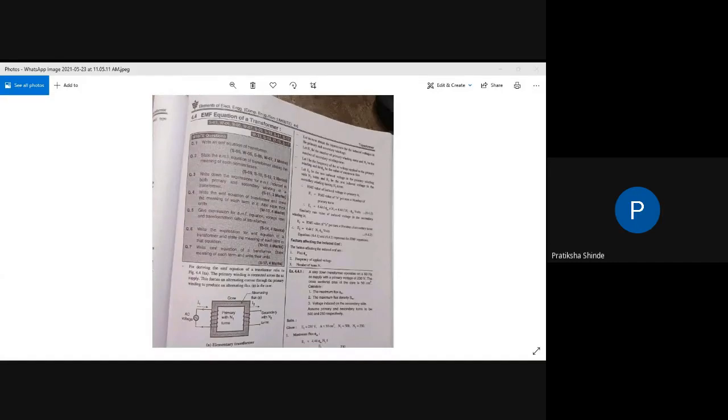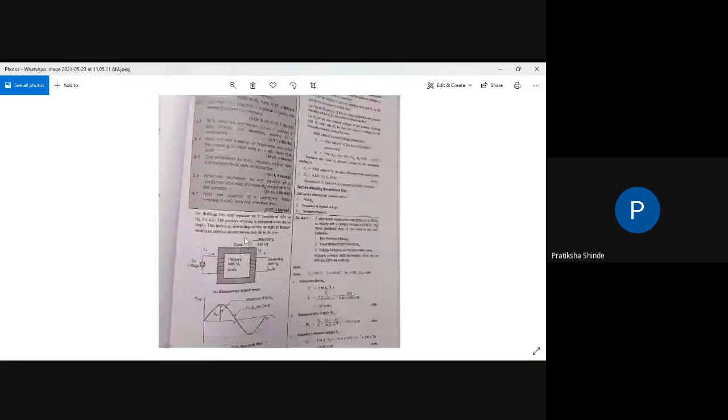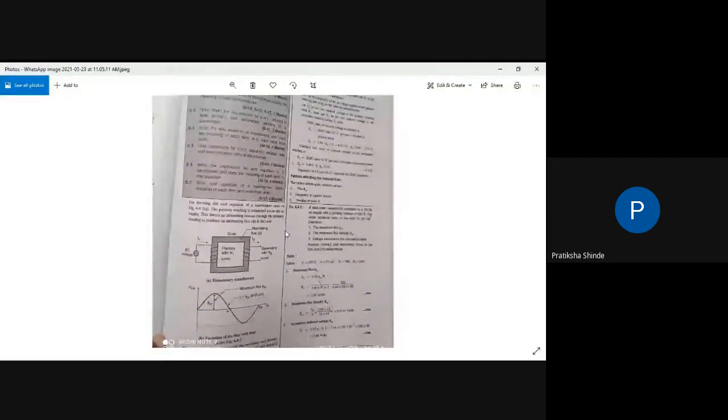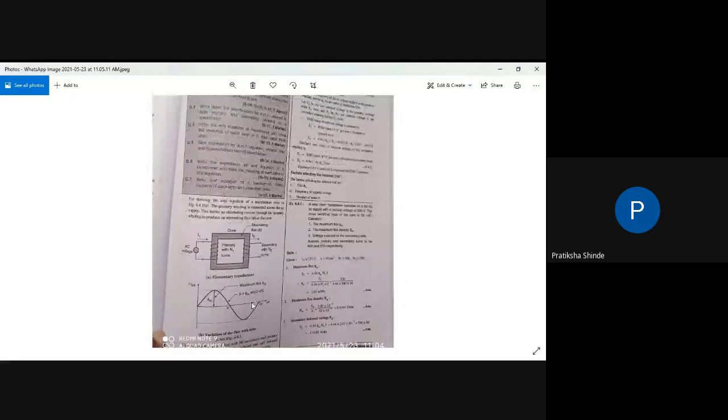Actually, what is your flux equation? Just see here. The steps are ignored because they are not in your syllabus, but for basic information, phi is equal to phi m sine of omega t, that is, phi is equal to phi m sine of 2 pi f t. If the EMF equation is E equals N d phi by dt, then put phi equal to phi m sine of 2 pi f t in that equation and solve it. Then we get the final equation 4.44 into f into phi m.